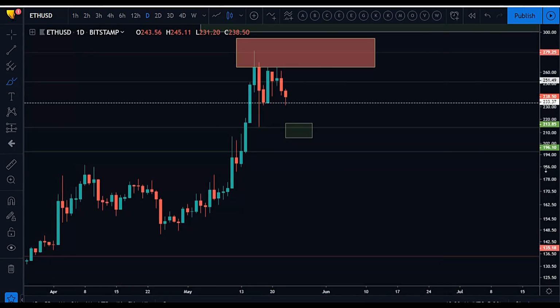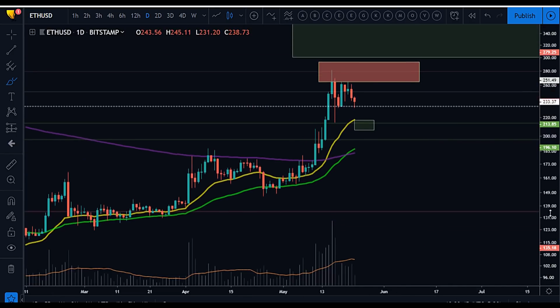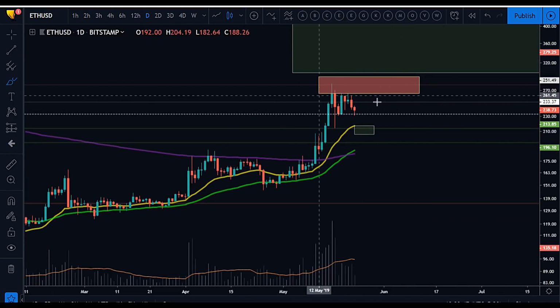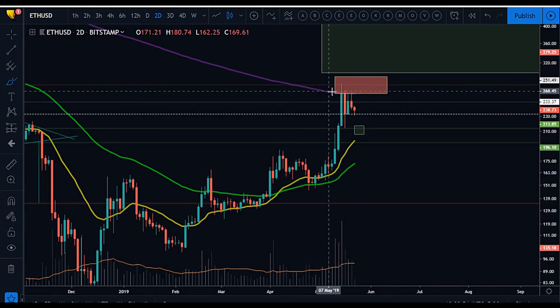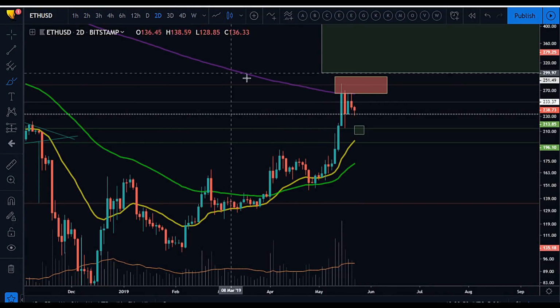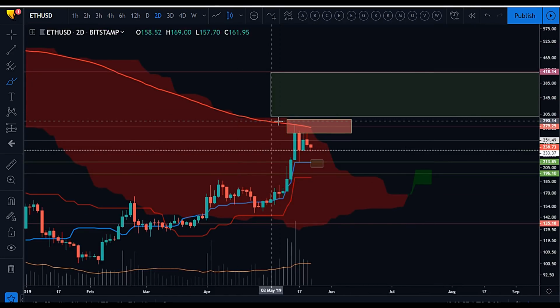In a previous video, we did talk about this zone over here. I marked it out on a Bitstamp chart. This is an area of serious resistance. Why? Because if you go on over to a 2-day, you have your 200 EMA. You go on over to your Ichimoku on your 2-day, you have your 200 MA.